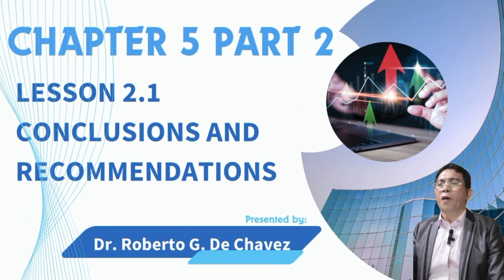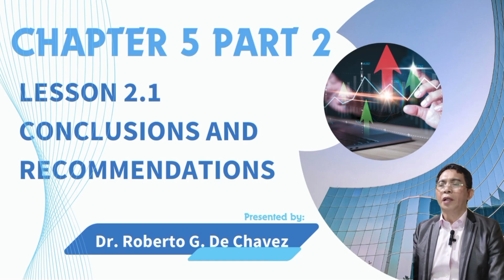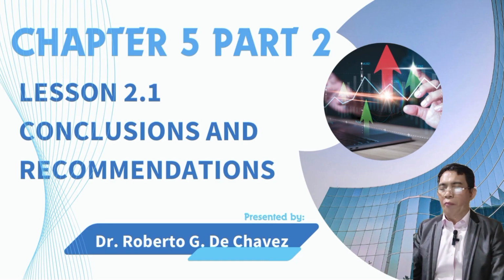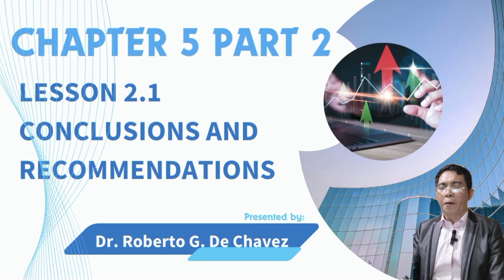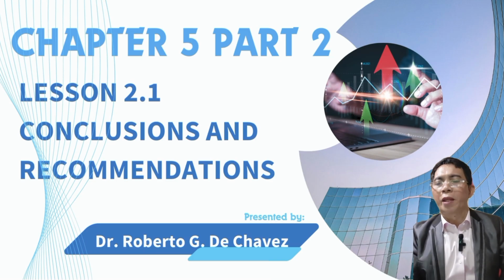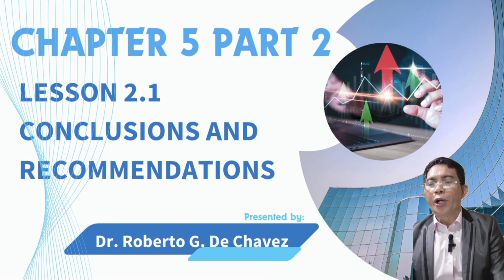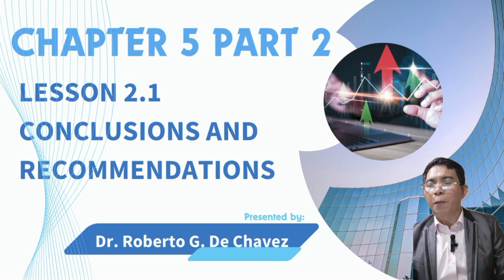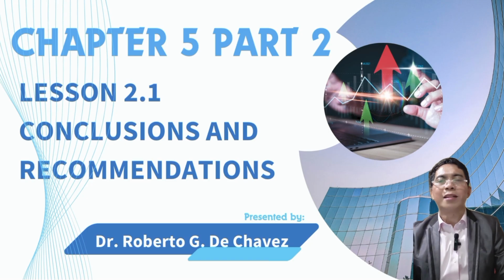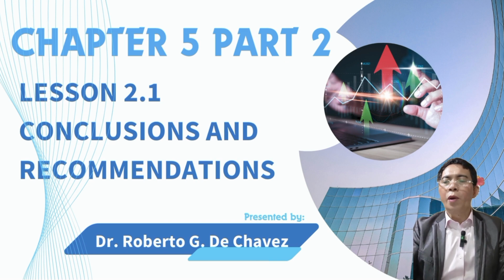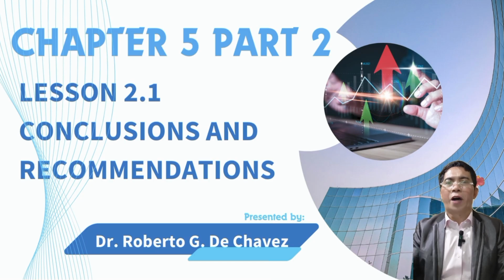Now we arrive at Chapter 5, Part 2, Lesson 2.1: Conclusions and Recommendations. For the culmination of our journey in Chapter 5, focusing on conclusions and recommendations, this chapter will synthesize the key findings from our investigations, drawing definitive conclusions based on the evidence presented. Furthermore, we will formulate a sample of actionable recommendations that address the identified challenges and opportunities, paving the way for future progress in writing your Chapter 5.